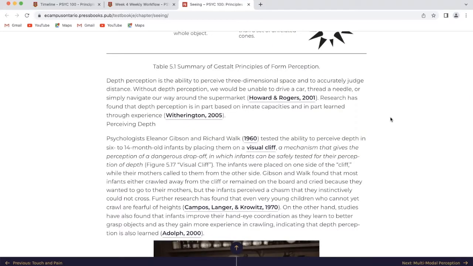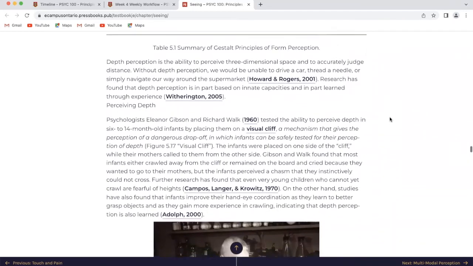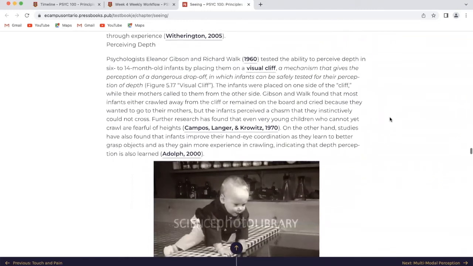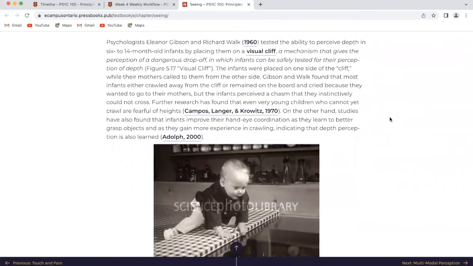Depth perception is the ability to perceive three-dimensional space and to accurately judge distance. Without depth perception, we would be unable to drive a car, thread a needle, or simply navigate our way around the supermarket. Research has found that depth perception is in part based on innate capacities and in part learned through experience.